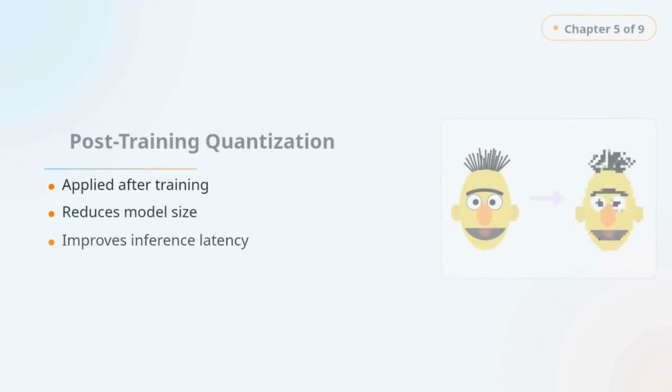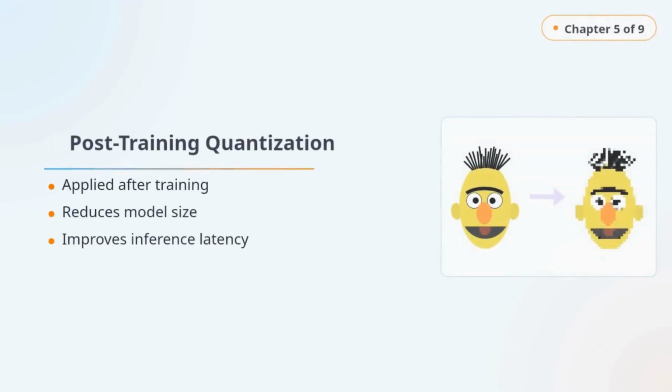The first major type is post-training quantization. As the name suggests, it is applied after the model has already been trained. This is a conversion technique that can shrink the model and improve CPU or hardware accelerator latency, usually with only a small reduction in accuracy. It is popular because it is simple and practical.